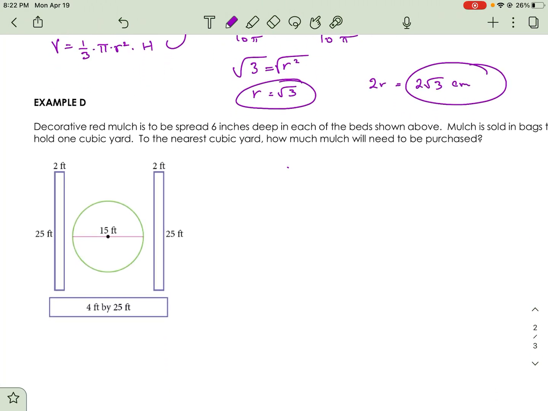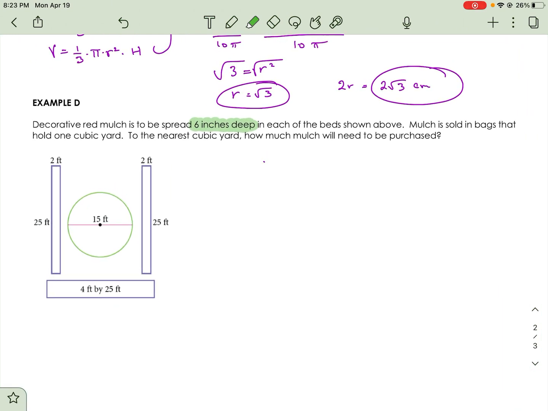The final example requires us to pay attention to the fact that we need our units of measure to be all in the same unit in order to get a correct answer for this. So if you read this, it says decorative red mulch is to be spaced 6 inches deep in each of the beds shown above. Mulch is sold in bags that have 1 cubic yard. To the nearest cubic yard, how much mulch will need to be purchased?